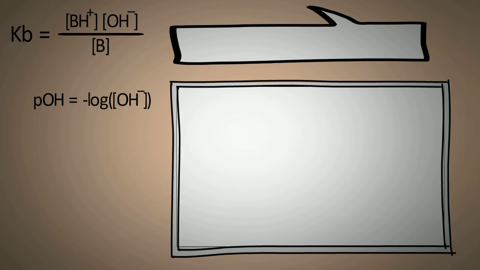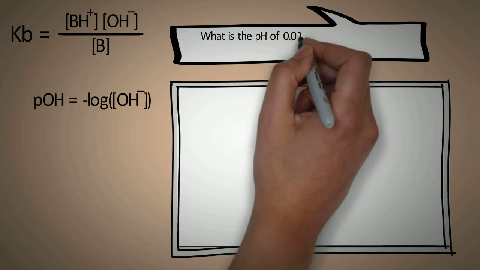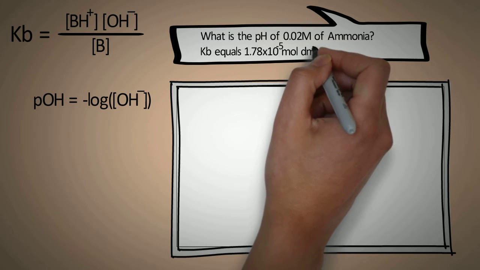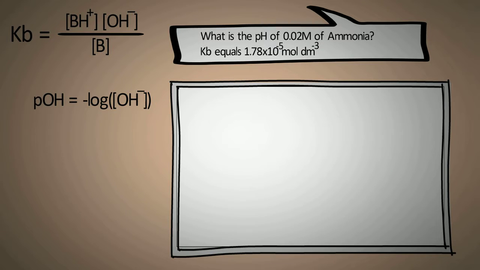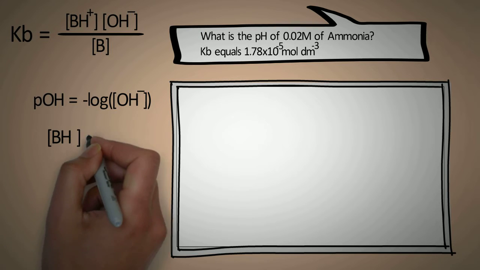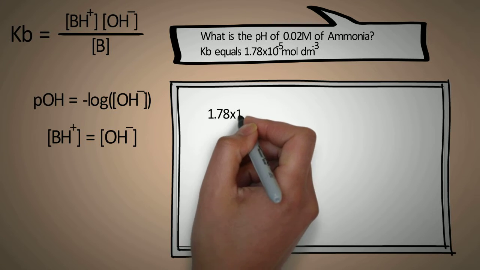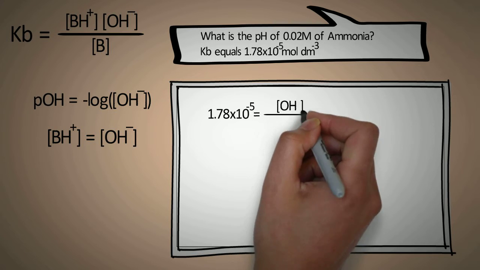Let's look at another question. What is the pH of 0.02 moles per decimeter cubed of ammonia? As you can see, it has given us the Kb value, which is our clue for it to be a weak base. Not only that, we recognize weak bases as having a small Kb value. Here we will need to use the Kb constant, and we must assume that BH+ equals OH-, since the base breaks down into its ions equally.